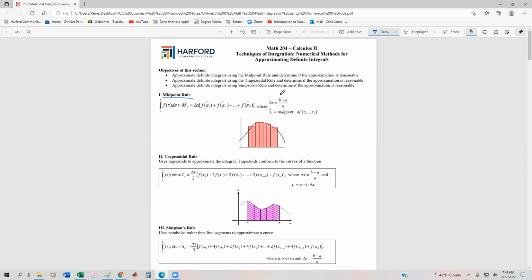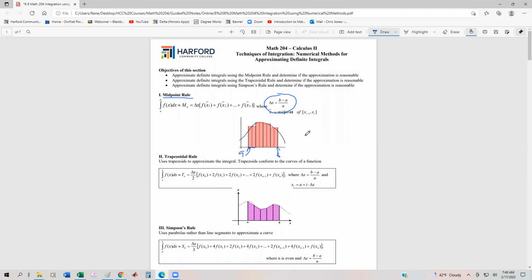So we have our delta x, which is going to be the base, b minus a over n, where b is the terminal point. Right here would be b on this end, and over here would be a at this end point. We're just trying to figure out how wide each of the bases are. Then the height of the rectangle is going to be represented by f at x bar, or x bar i, for each of those.